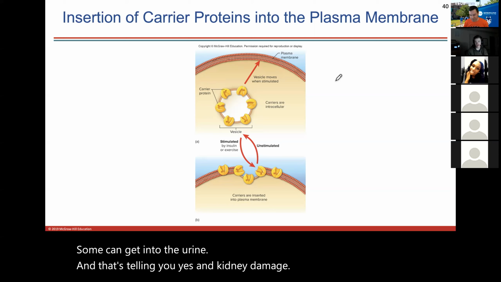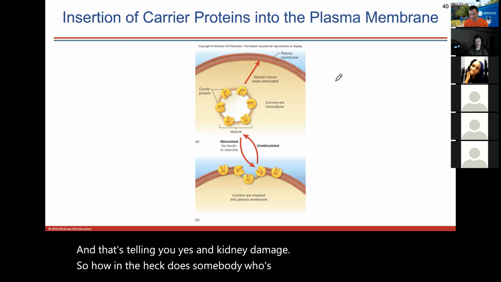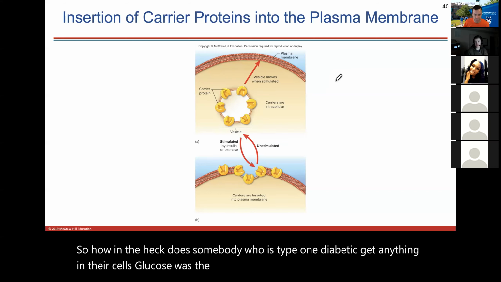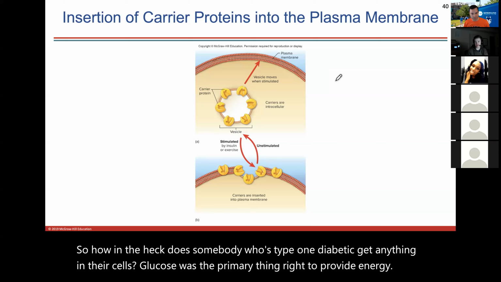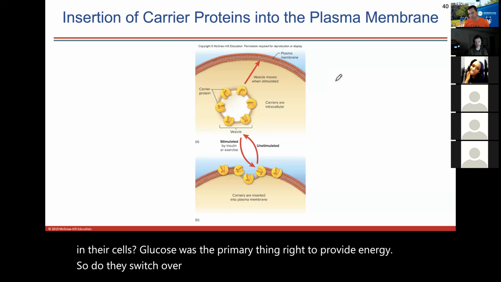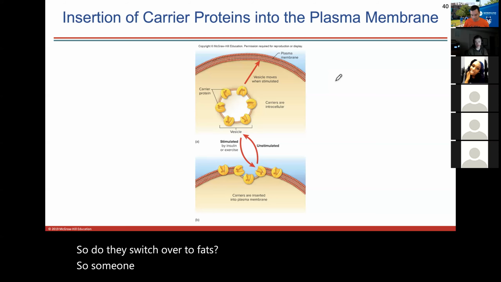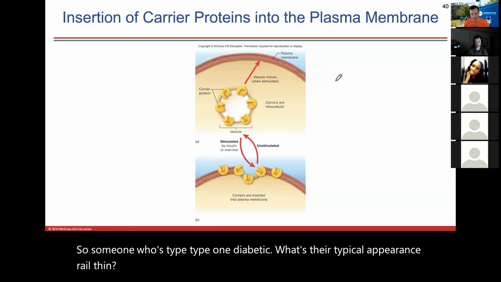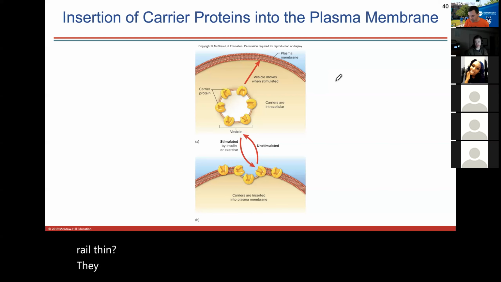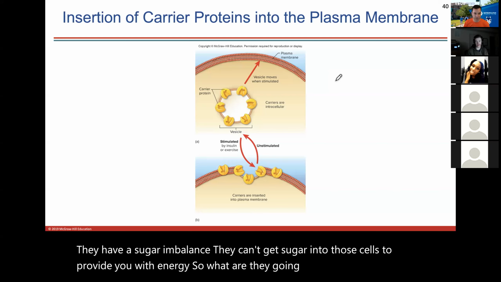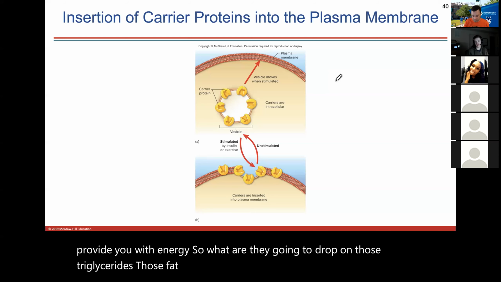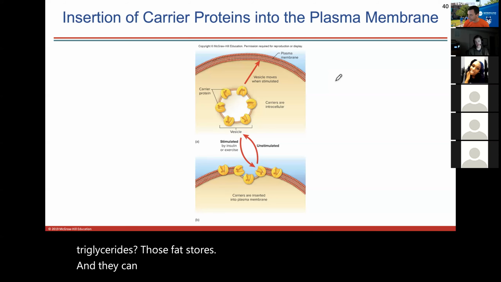So how in the heck does somebody who has type 1 diabetes get anything in their cells? Glucose was the primary thing, right, to provide energy. So what do they switch over to? Fats. So someone who's type 1 diabetic, what's their typical appearance? Rail thin. They have a sugar imbalance. They can't get sugar into those cells to provide them with energy. So what are they going to draw upon? Those triglycerides, those fat stores. And they can get those easily across.